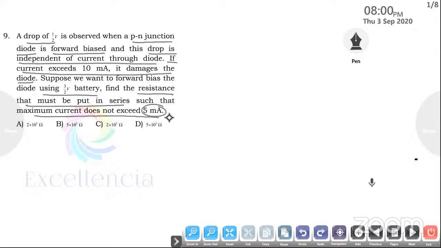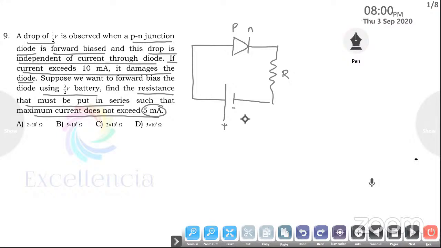So I will draw the circuit diagram here. This is some diode, and what resistance should be connected in series with it so that the current does not exceed 5 milliamperes. Forward biased means this is the P-type semiconductor, this is the N-type semiconductor. The P-type is connected to the positive terminal of the battery, and the N-type is connected via this resistor to the negative terminal of the battery. So we say this diode is forward biased.